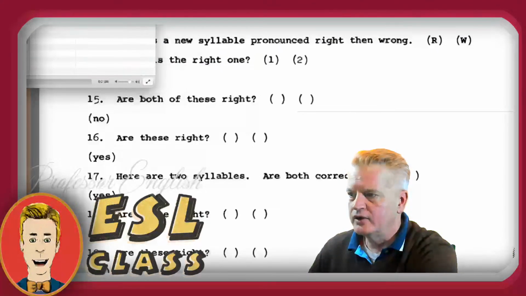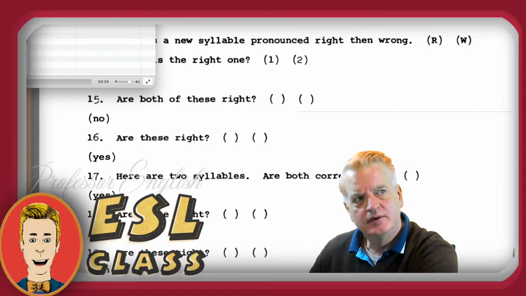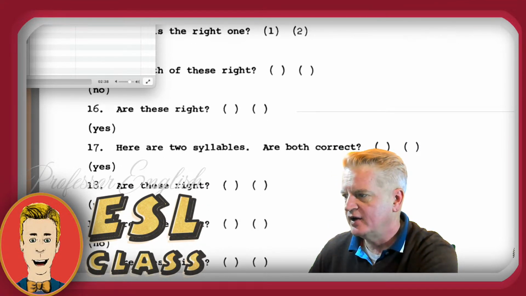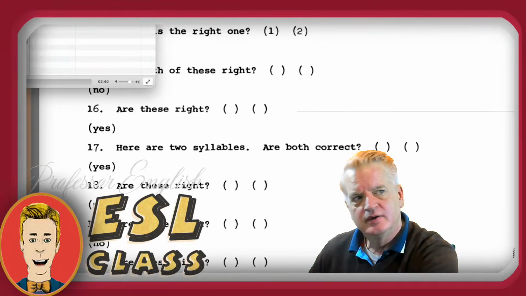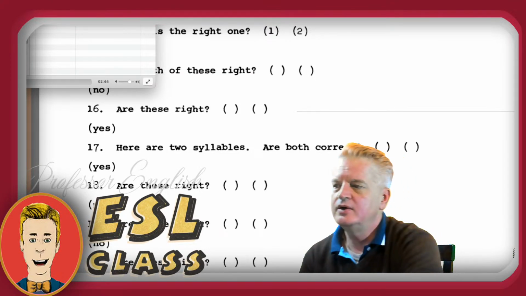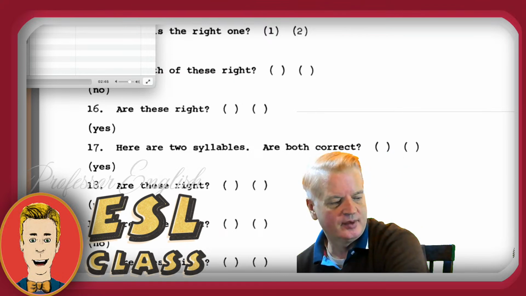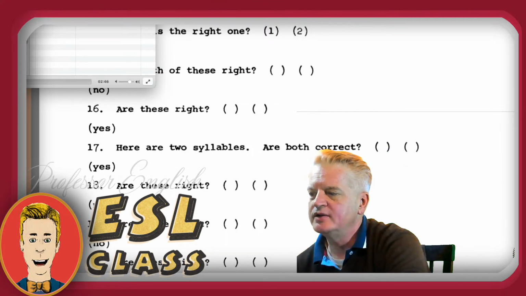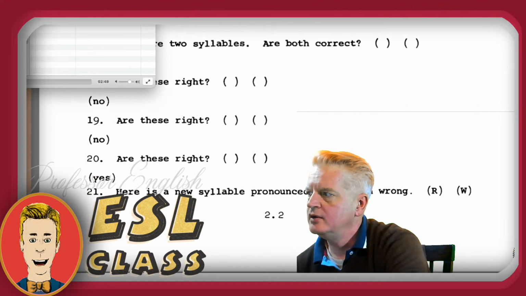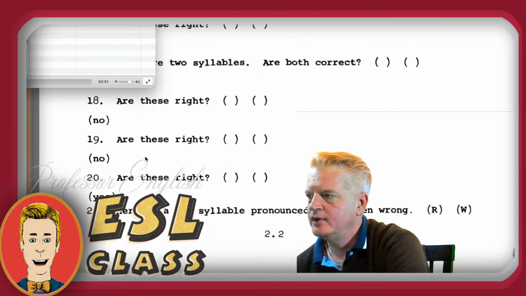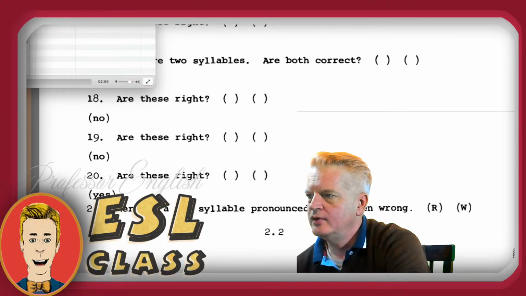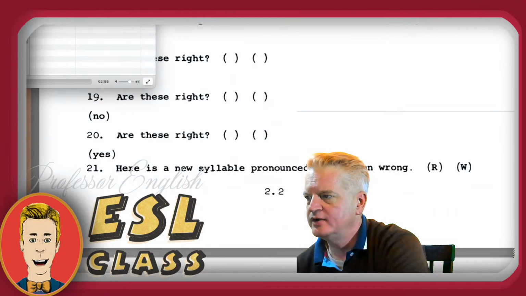17. Here are two syllables. Are both correct? V, do. Yes, they are. 18. Are these right? V, do. No, they're not. One is right, one is wrong. 19. Are these right? V, do. No, one is right and one is wrong. 20. V, do. Those are both correct.